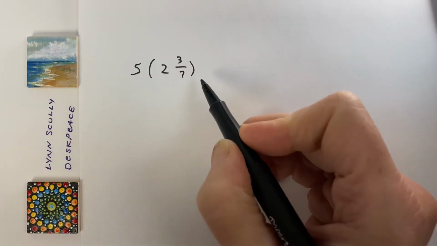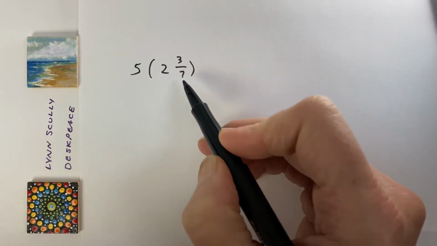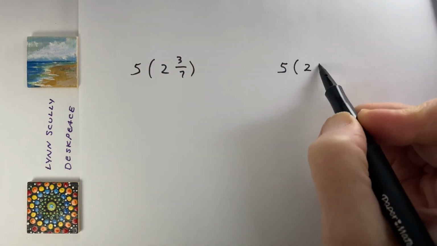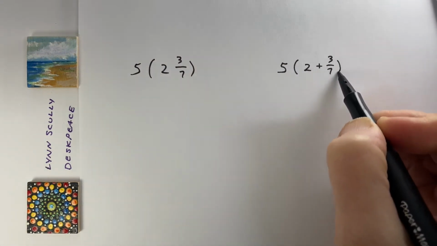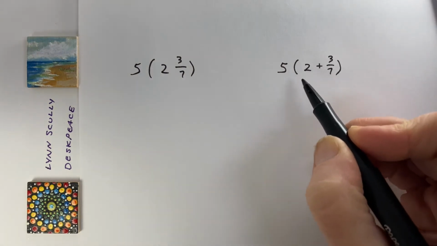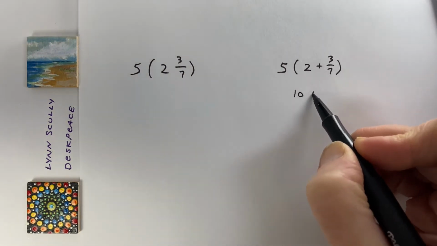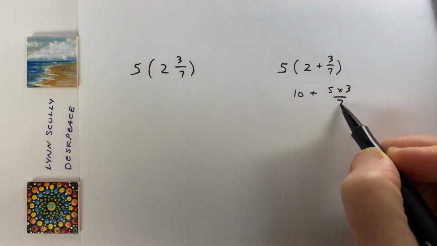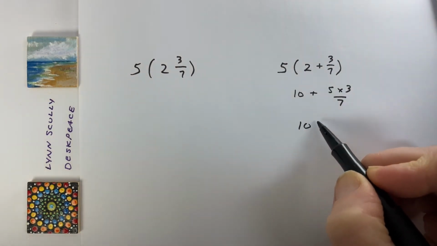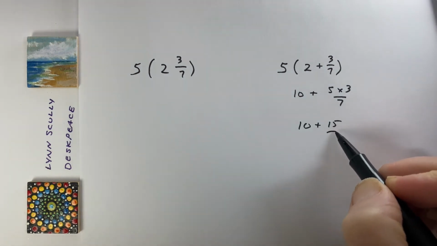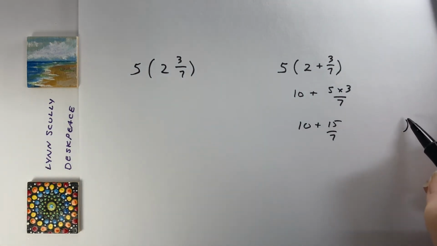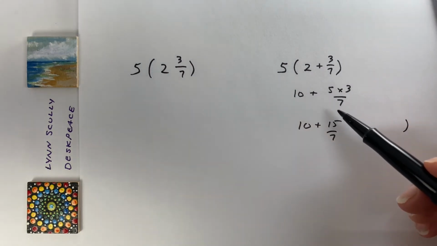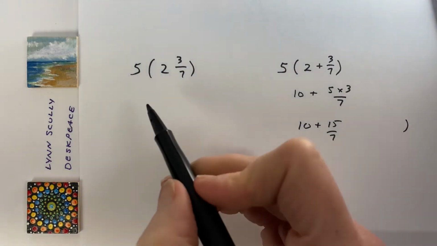All done. Here we have 5 times 2 and 3/7. We could just go 5 times 2 plus 3 over 7. First multiply the 5 to the 2 and we get 10 plus 5 times 3 over 7, which is giving us 10 plus 15 over 7, and then reduce it from there. But this is not what we're practicing right now. So instead, we're going to use our technique.